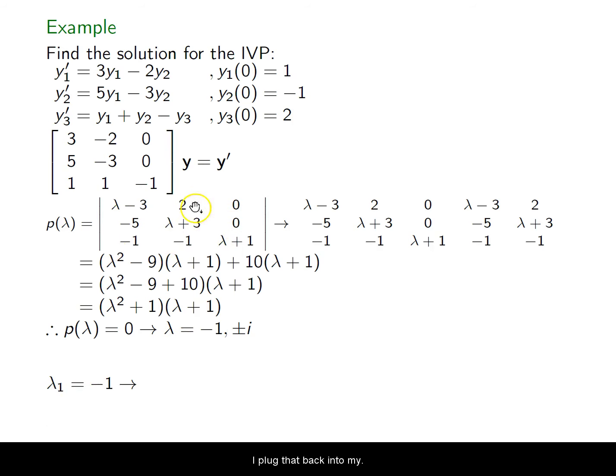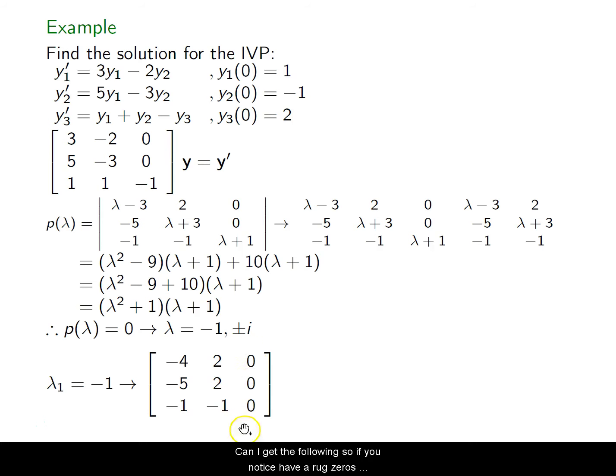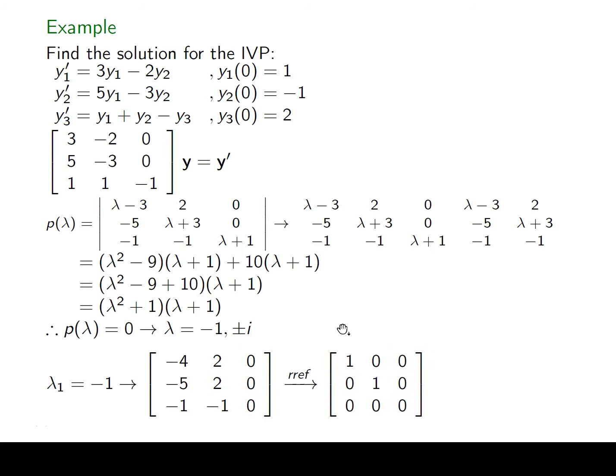If I plug that back into my lambda I minus A matrix, I get the following. If you notice, I have a row of zeros, which is good because that tells me that it is dependent, which I need. So if I simplify this down, I get the following. Now you might be saying, well, what the heck? Everything is 0. x1 is 0, x2 is 0. That means this vector is a 0 vector. If I have a 0 vector, that makes everything go all crazy. It's not going to work. Wrong. I have a free variable here. There's nothing here that says that x3 is 0.